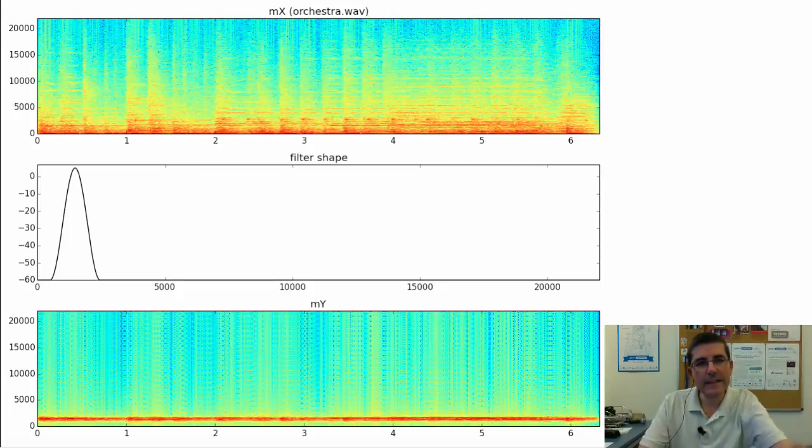And now in the middle we have the shape of the filter that we are applying, the magnitude of it. And then what we are doing is multiplying this shape by every single one of the frames of the input sound in the magnitude spectrum. And we obtain the spectrogram below. So let's listen to this resulting sound.